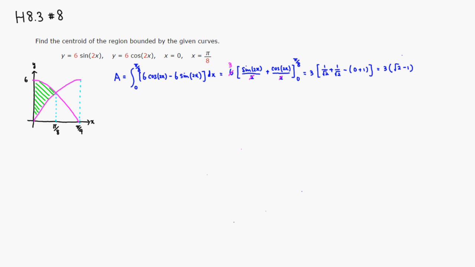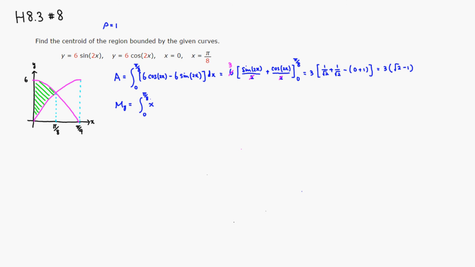Now we want to find the moment with respect to the y-axis. Since we're looking for the centroid, I'm going to just assume that rho is 1, so we don't have to worry about the density there. So this is going to be the integral from 0 to pi over 8. It's exactly the same, but it's x times cosine of 2x.